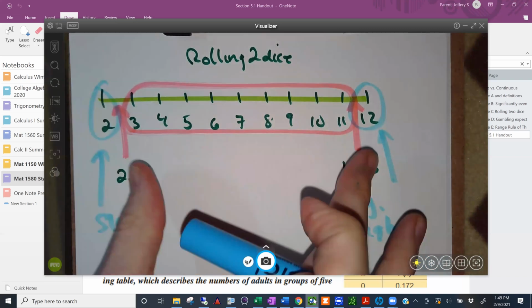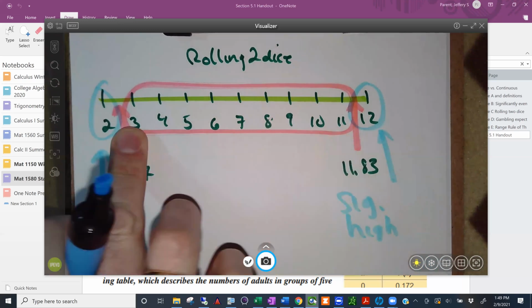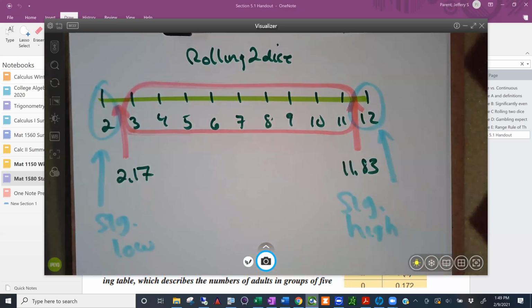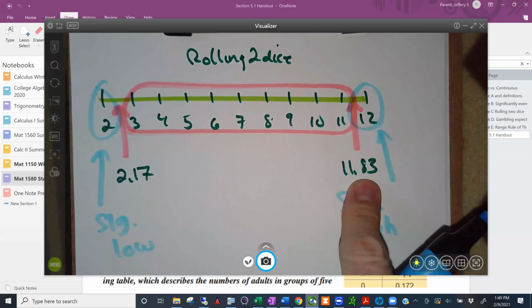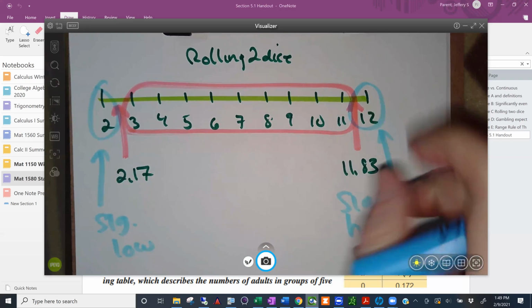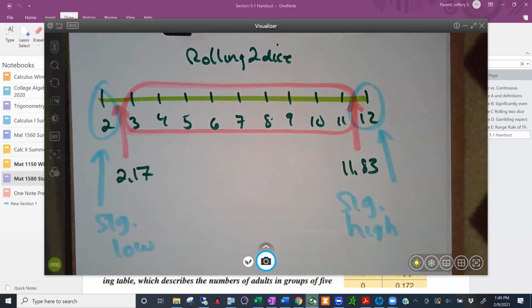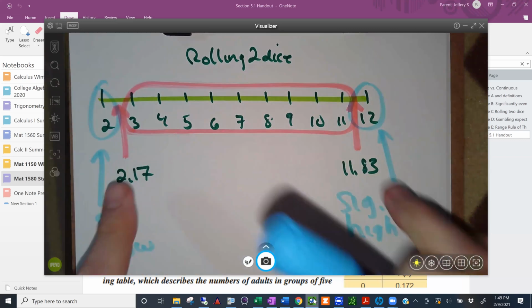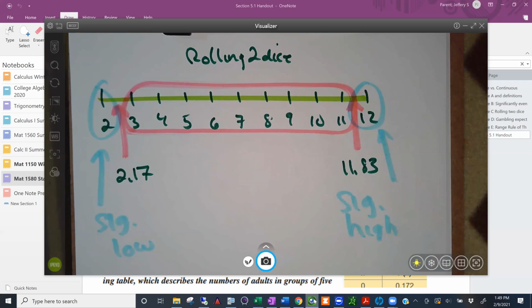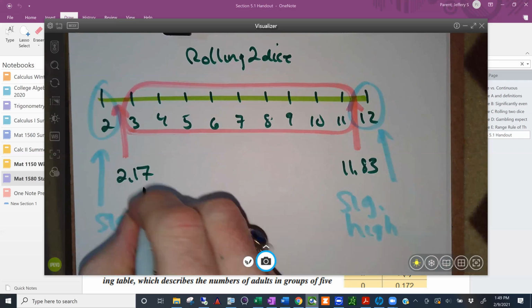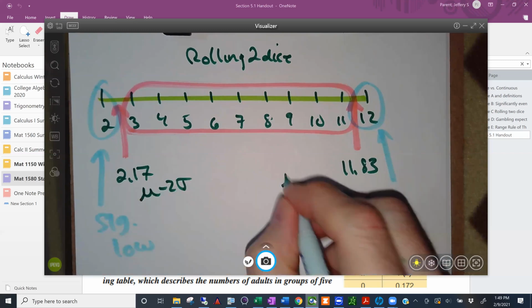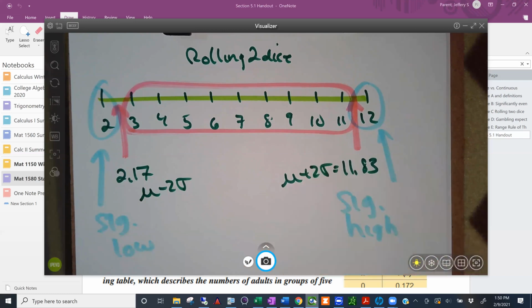So the only events that it includes are 3 and up, whereas 11.83 doesn't quite get to 12. So the only events that it includes are 11 and lower. So those are your two calculations for mu minus 2 sigma and mu plus 2 sigma. And that helps you to identify what's typical and what's not typical.